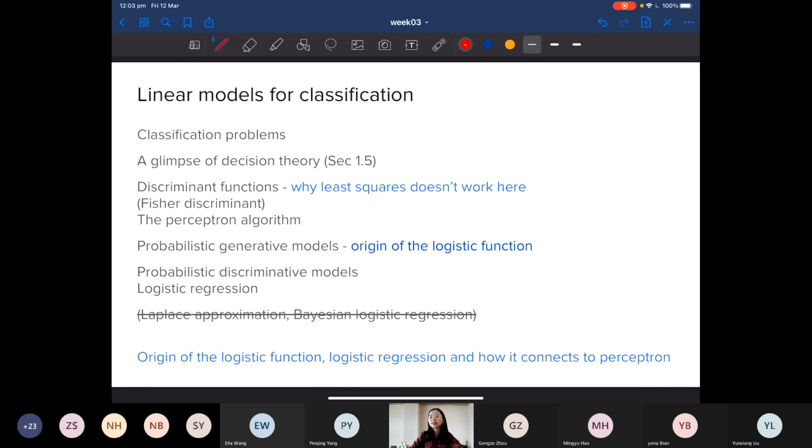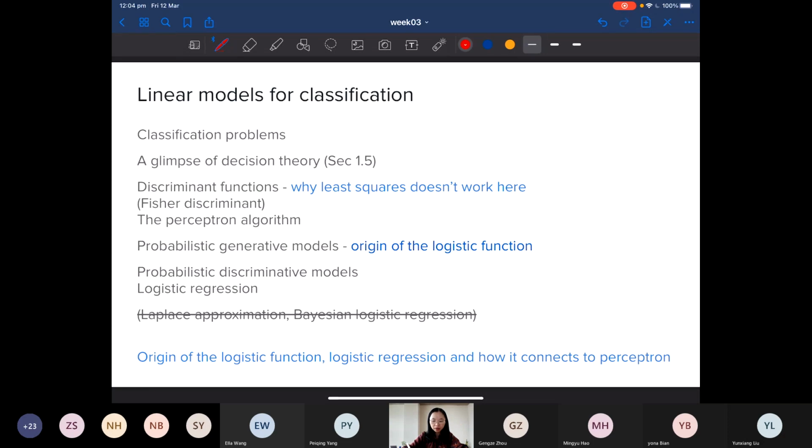The second one is where the logistic function comes from, because the logistic function is quite ubiquitous in machine learning practice these days. Most of you might have heard about logistic regression, and they are components of neural networks. So what are they? Where do they come from? And then how things connect to this historical algorithm called perceptron. We can discuss its pros and cons and why it's important.